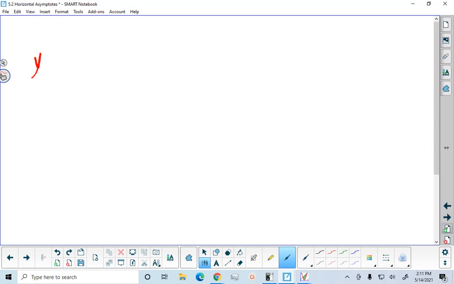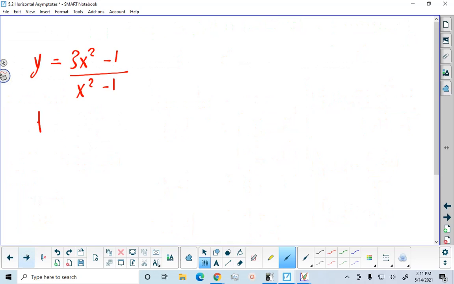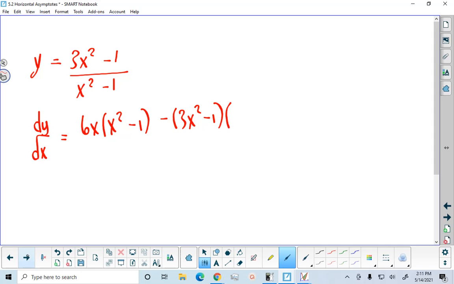So the function is y equals 3x squared minus 1 over x squared minus 1. All right, so dy dx is the derivative of the top times the bottom minus the top times the derivative of the bottom over the bottom squared. I'm going to double check my work. Looks okay.